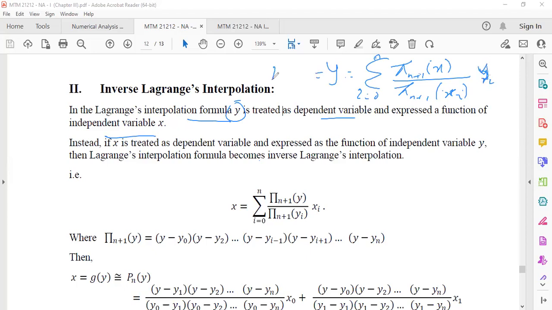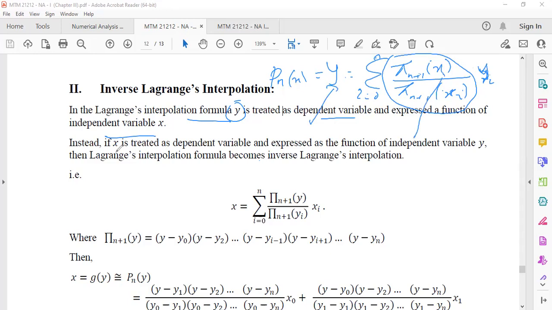This is our final Pn of x. We call this a Lagrange polynomial, and we use it for interpolation. Here we are treating y as a dependent variable and x as an independent variable.